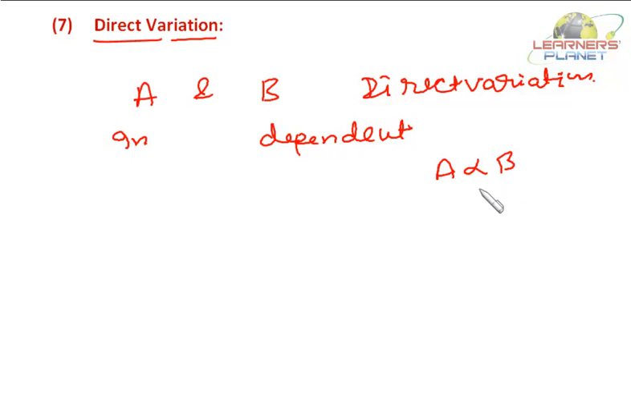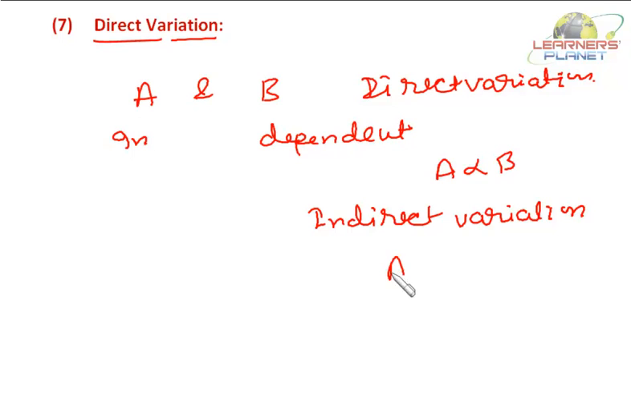The other one is indirect variation. That means if A increases, B decreases, and we show it as A is inversely proportional to B. Here A is directly proportional to B. Here A is inversely proportional to B. Let me just revise it. If A increases, B will also increase, and here if A increases, B will decrease. We can take some practical life examples of direct and indirect variation.